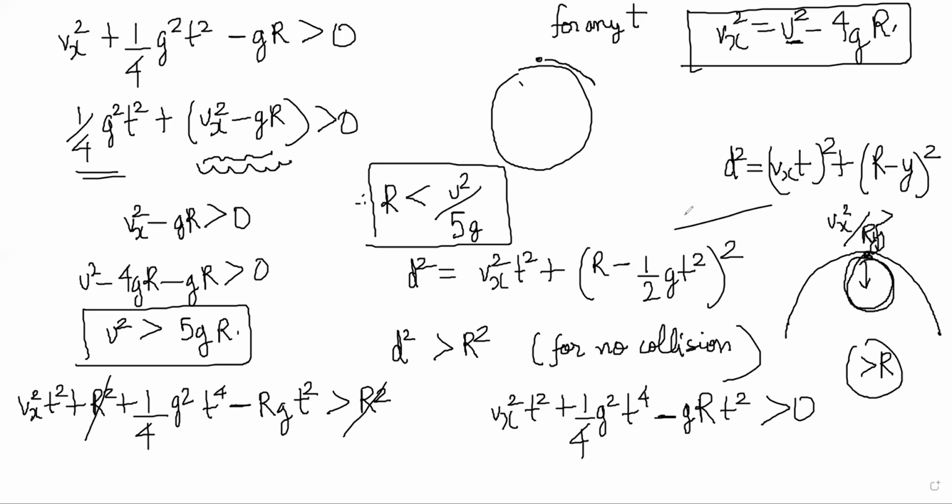But I have not taught those concepts before, so I'm not using that. We use the simple idea that for the particle to not collide with the circle, it should always have distance greater than r from the center of the circle. Let's go to the next one.